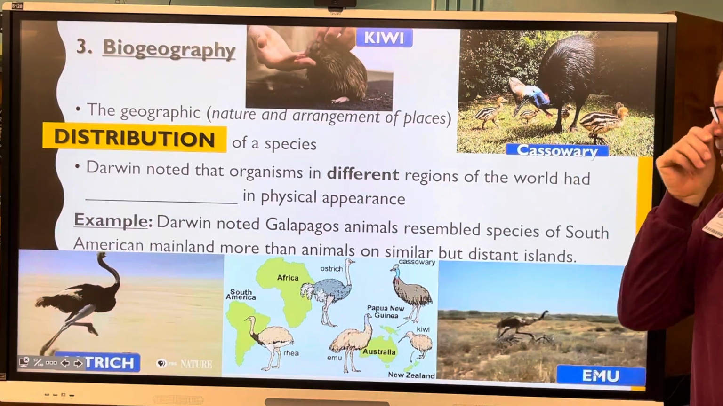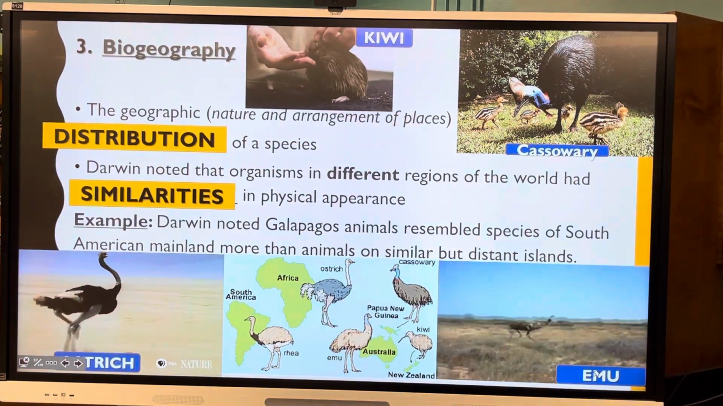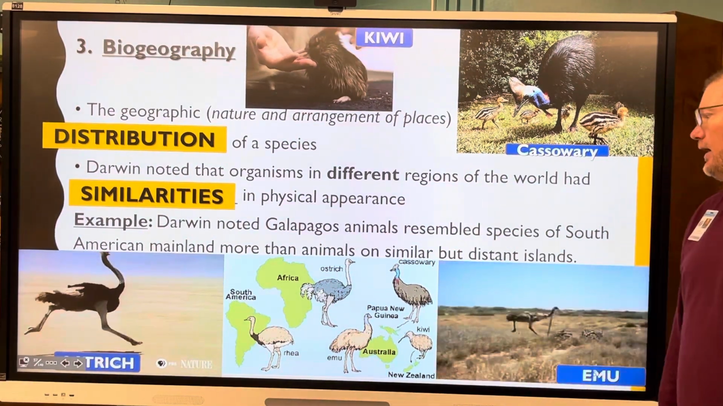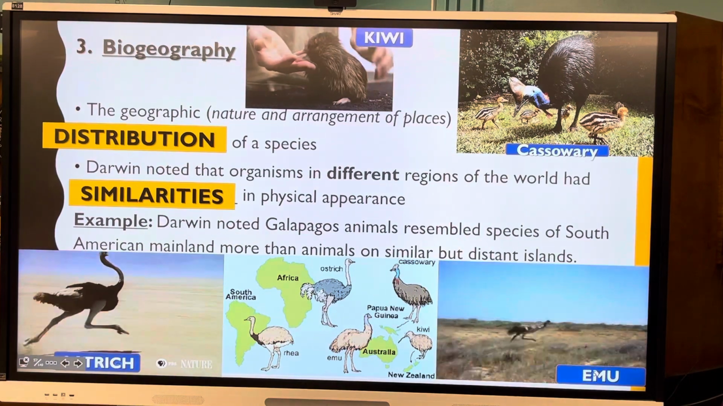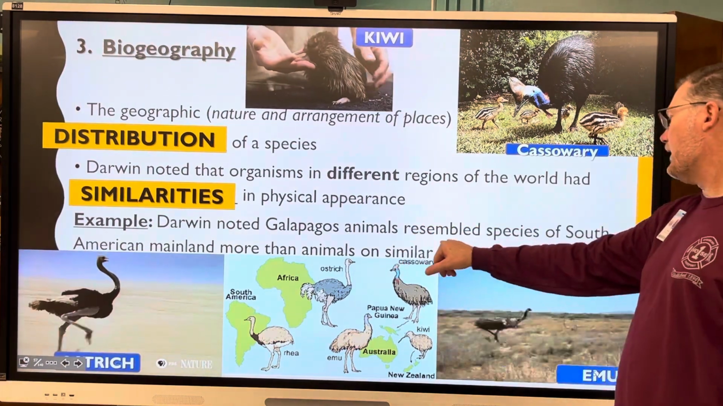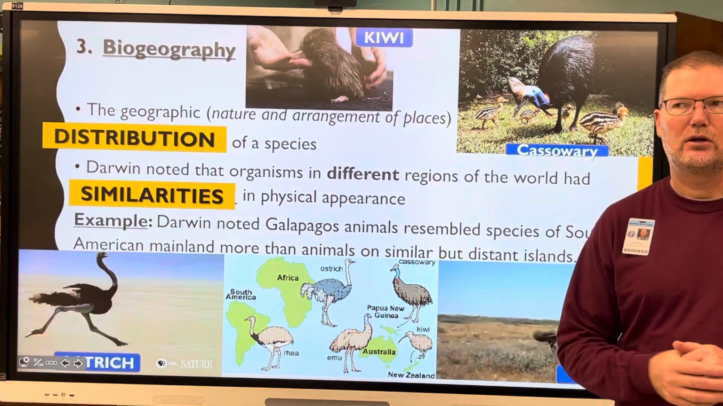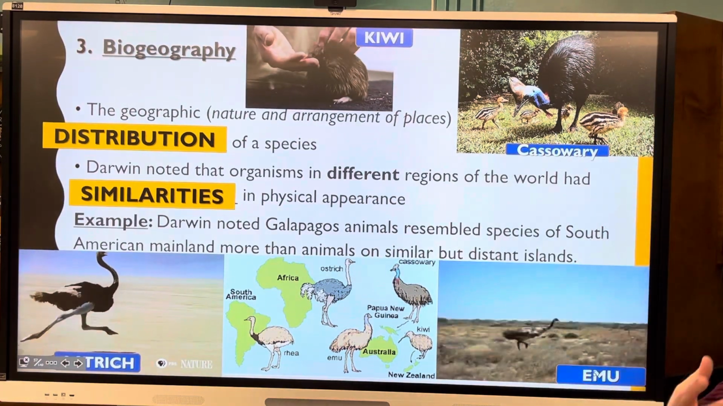It's crazy, but anyway. So Darwin noted that these organisms had similarities in physical appearance. Same thing when he went to the Galapagos Islands. They resembled species of the South American mainland, so they knew there must be some relationship between them.